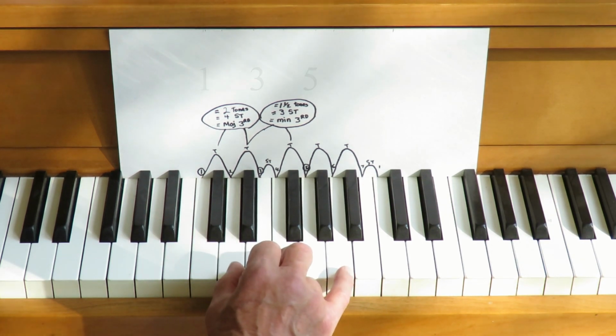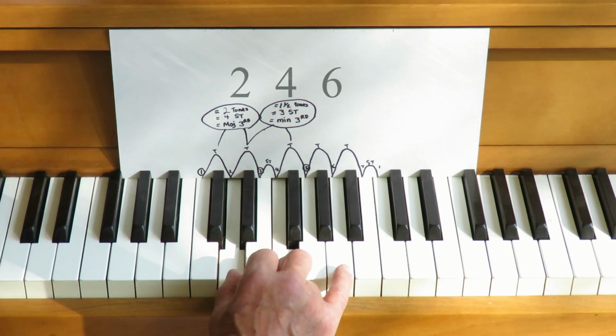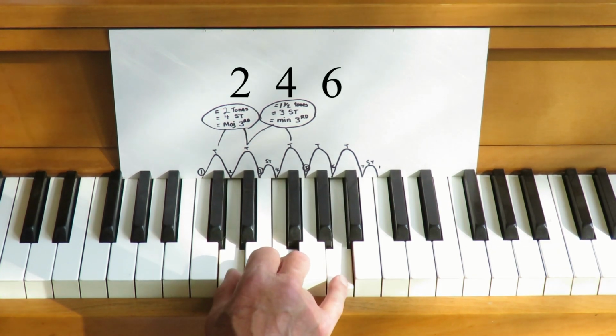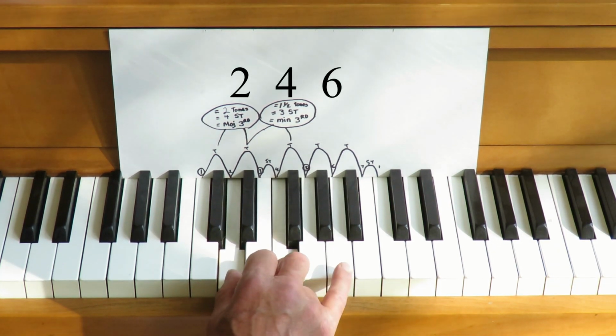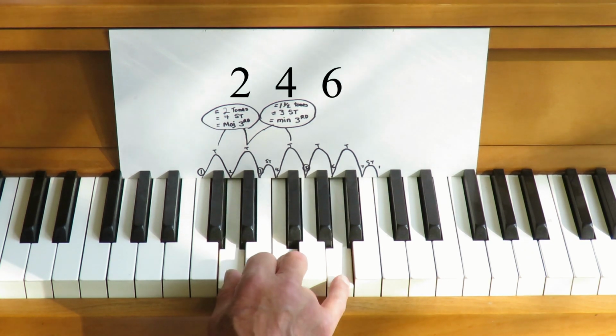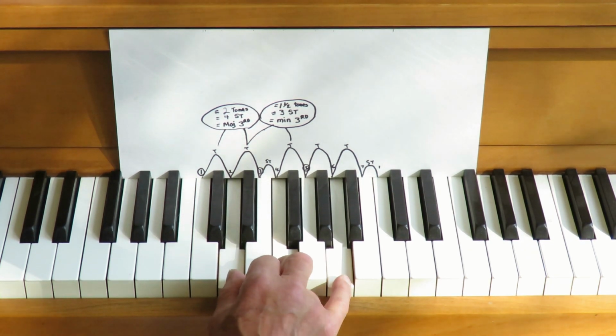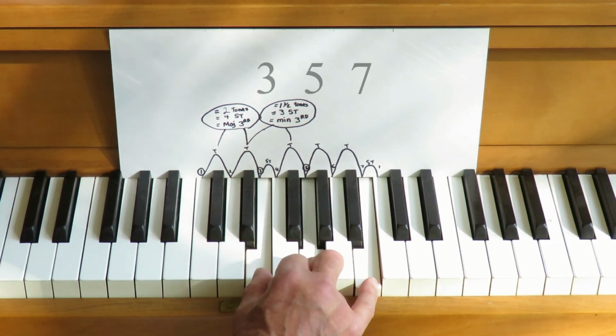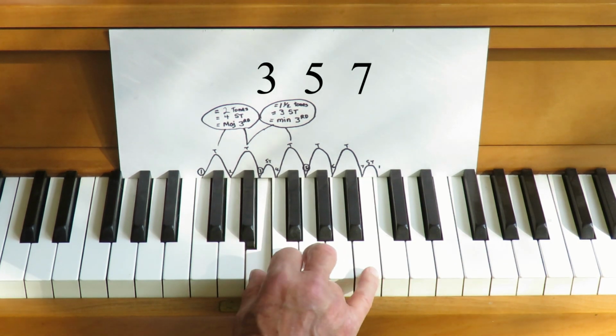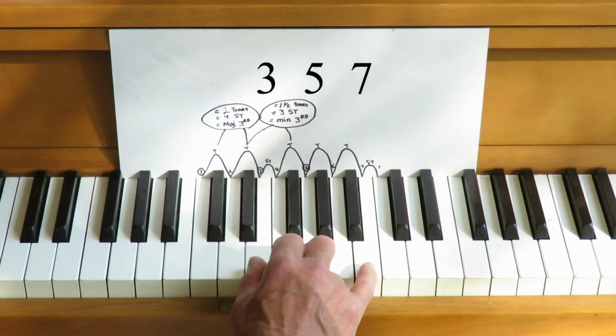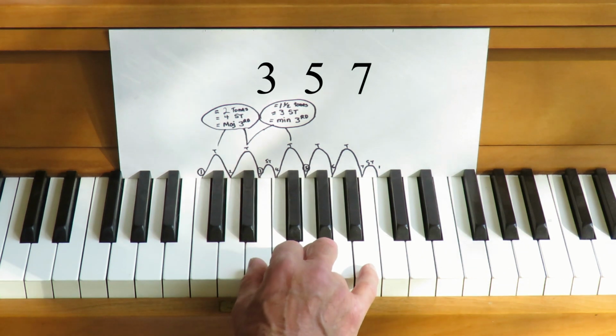Let's move up a step and we have a minor chord on 2, 4, 6, 4, 2. Pick a note, but use the right number, like 6 or 2 or 4. And let's go to 3 and we'll build a chord here. We get 3, 5, 7, 5, 3. Pick the note and sing it.